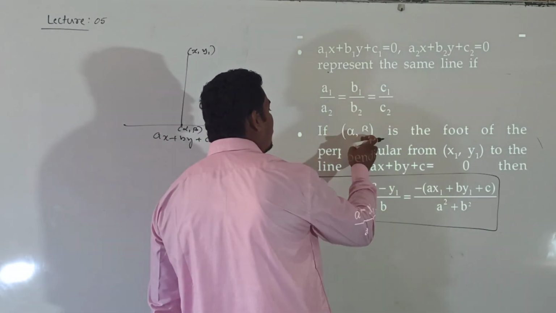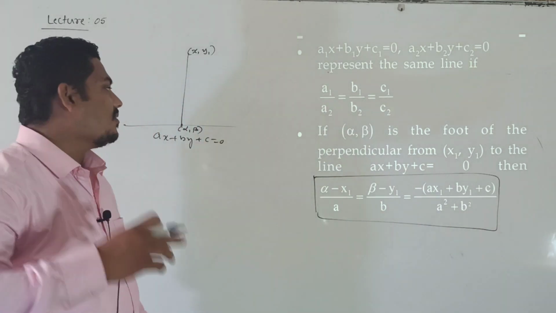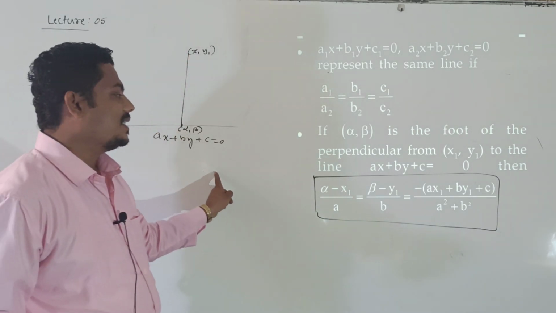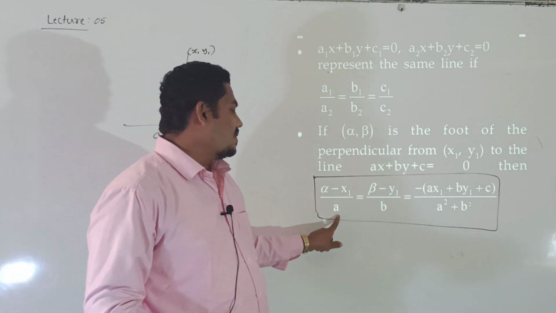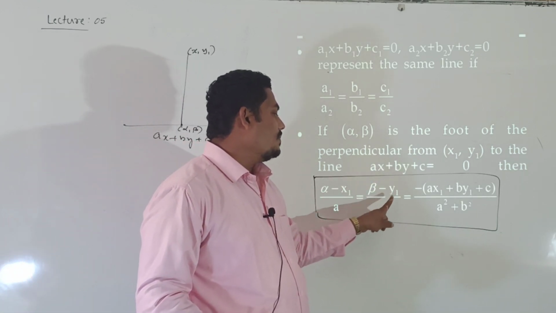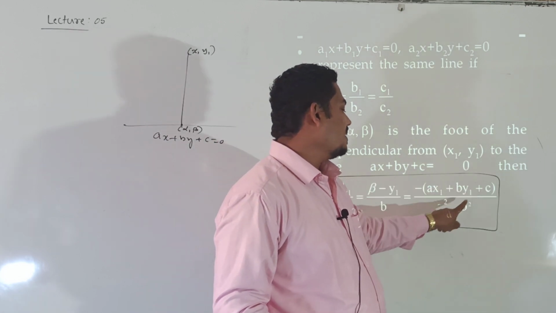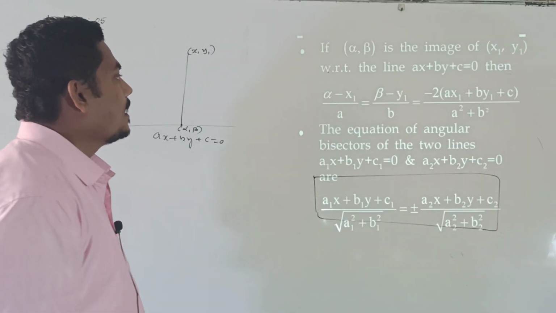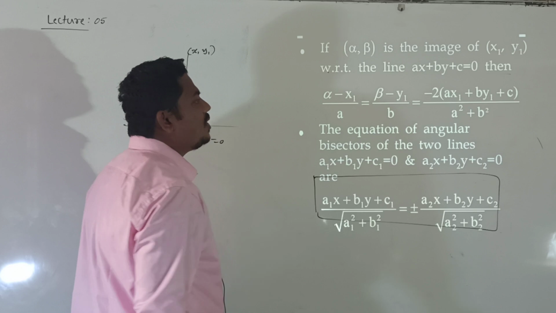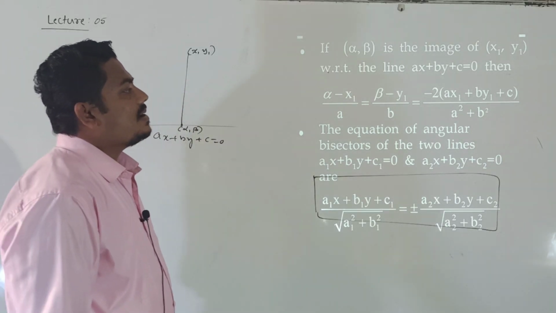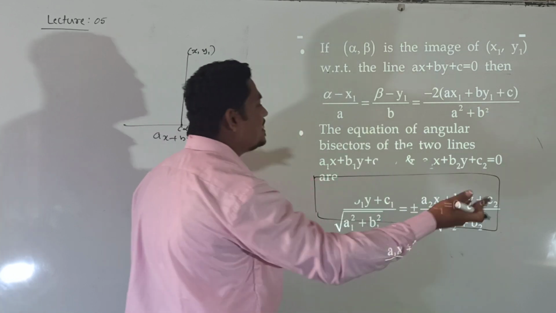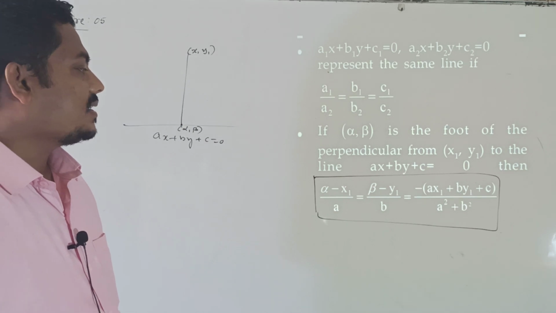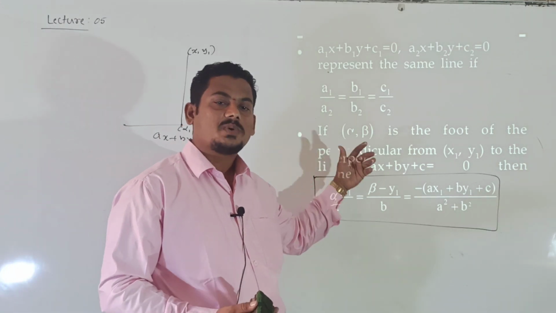This is the condition when alpha, beta is the foot of the perpendicular drawn from the point x1, y1 to this line. Then the condition is alpha minus x1 divided by a equal to beta minus y1 divided by b equal to minus of ax1 plus by1 plus c divided by a square plus b square, right? If alpha, beta is the image of the point x1, y1 with respect to this line, then what is the condition? The previous one is the condition for alpha, beta being the foot of the perpendicular.